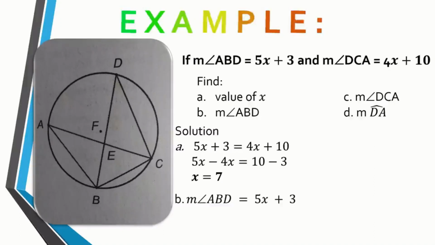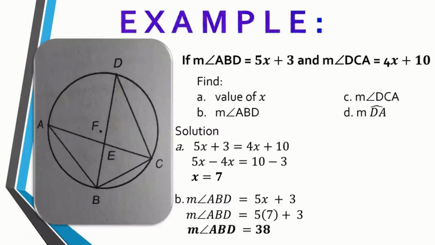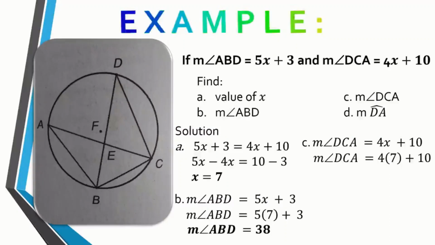Letter B. The measure of angle ABD is equal to 5x plus 3. Now, nahanap na natin ang value ng x, which is 7. So, let us substitute. So, that will be 5 times 7 plus 3. 5 times 7 is 35 plus 3, which is 38. Letter C. The measure of angle DCA is equal to 4x plus 10. So, again, we already found the value of x, which is 7. Then, 4 times 7 plus 10 is equal to 38.